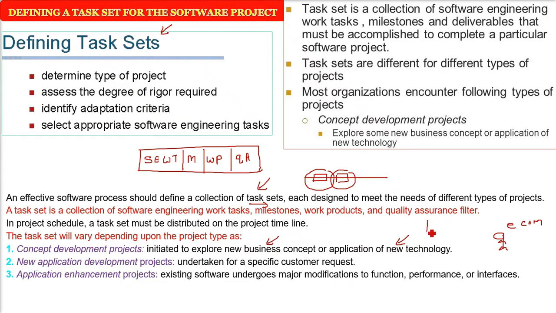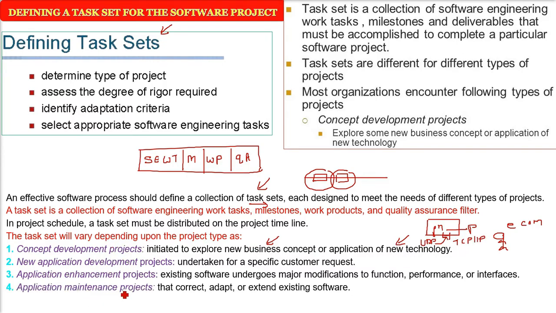Now there are certain software projects which are already there, and they may go through certain major modification in terms of function, in terms of performance, in terms of different interfaces to be opened and connected. So for example, the UDP can be changed to TCP/IP like this. Application maintenance projects start when we need to correct, adapt or extend the already existing software. So correction, adaptation and extension, this comes under the maintenance projects.